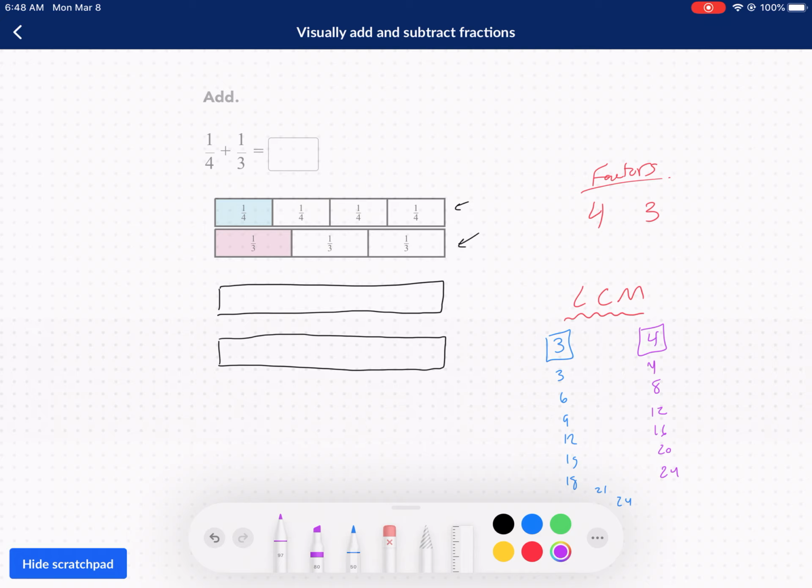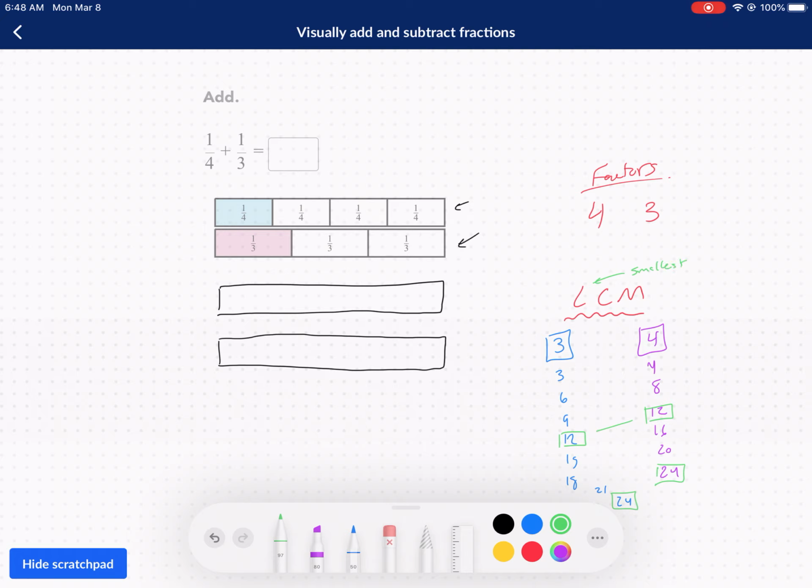Now, as you can see, we have two that match. We have 12. Both 3 and 4 are factors of 12, because you see that we have 12 listed as a multiple of 3 and 4, and also 24. But when we're talking about the least common multiple, we're trying to consider the smallest. The reason why we go with the smallest is because it's less work.